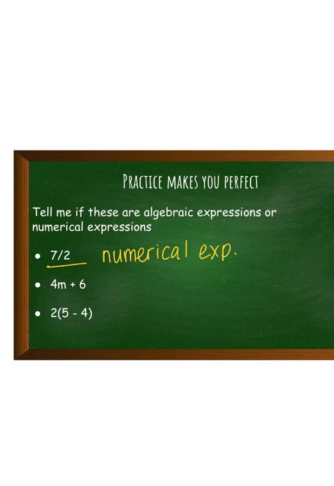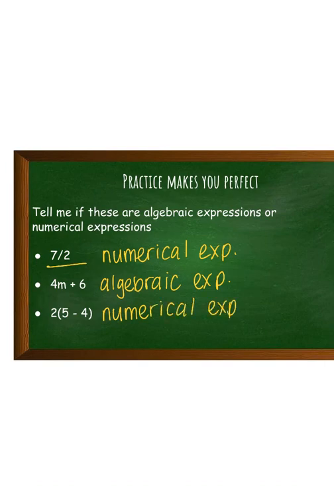4m plus 6. m is clearly not a number, so this one's algebraic. And lastly, 2 times 5 minus 4. That's numerical. Why is it numerical? Well, even though it's more complicated than the first one, it's still only numbers. There's no letter involved in that expression.